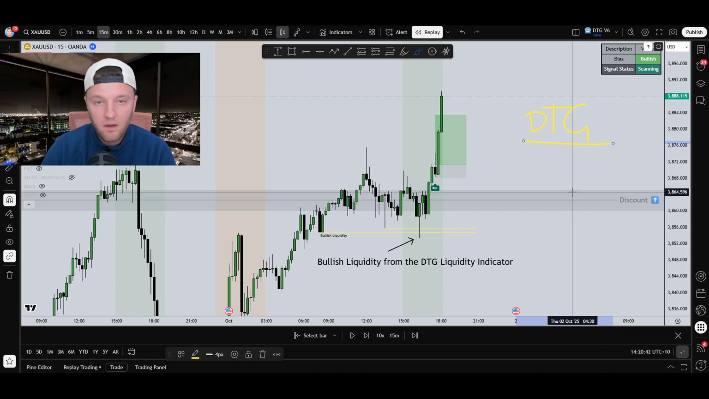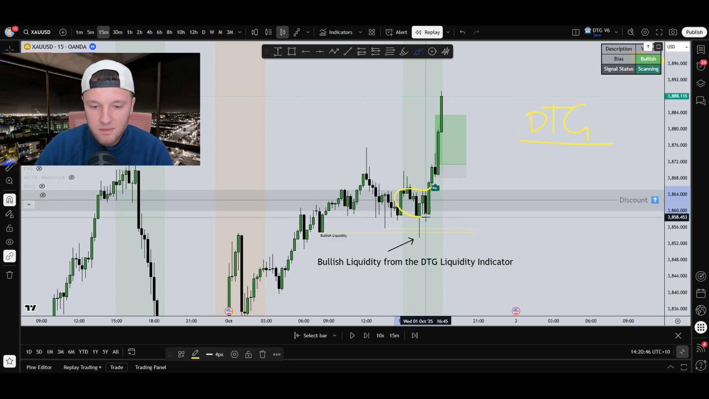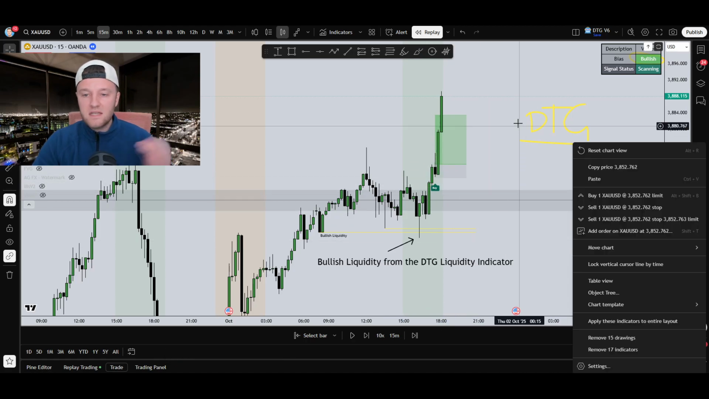And this is what we follow every single day. Is there a clear bias? Yes. Is there a discount zone that's been tapped? Yes. Any extra confluence for that? Yes. We have bullish liquidity too. Oh, beautiful. Now do we have an entry? Yes. Then we execute, then we manage the trade, right? 3 steps, that's it. It's very simple.